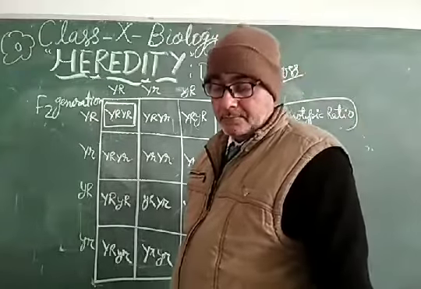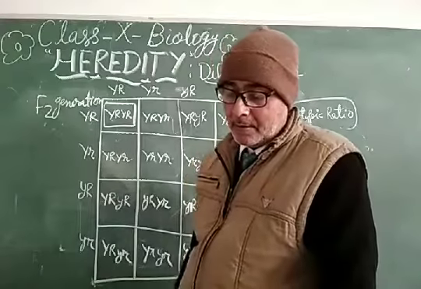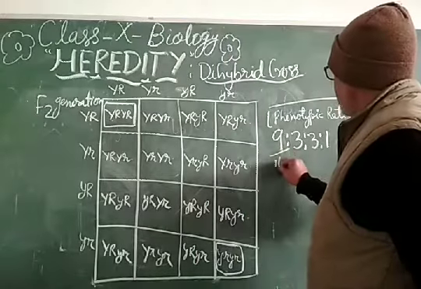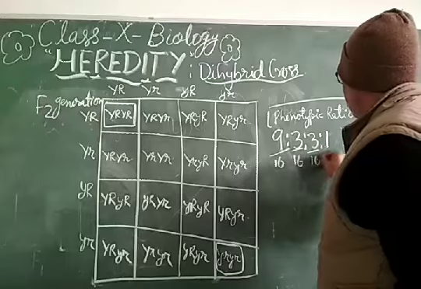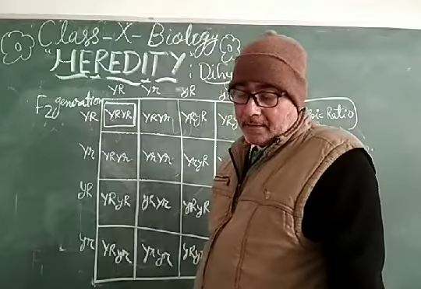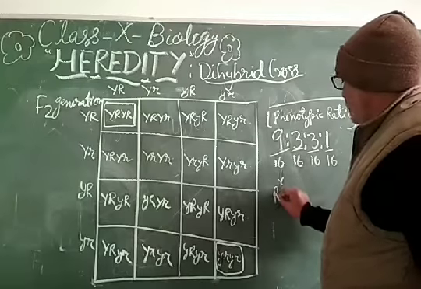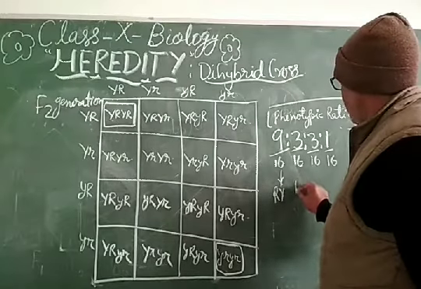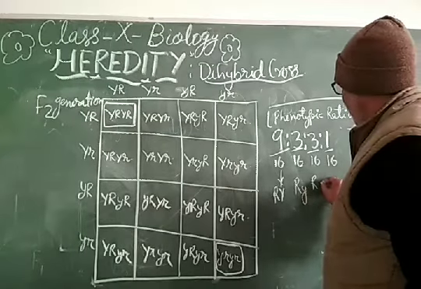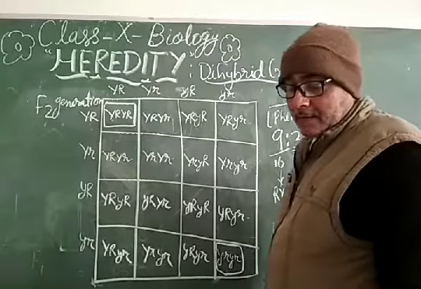Dear students, the probability of the F2 genotype and phenotype in the dihybrid is 9:3:3:1. This is 9 out of 16, this 3 out of 16, this 3 out of 16, this 1 out of 16. So this is the phenotypic ratio, and these will be round yellow, round green, and lastly wrinkled and green.